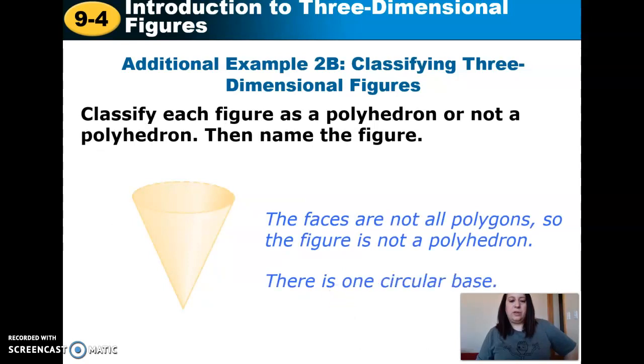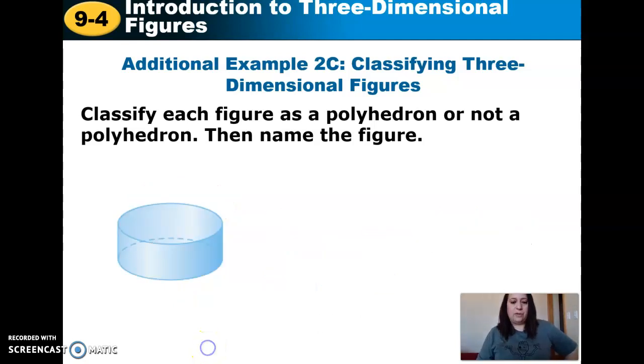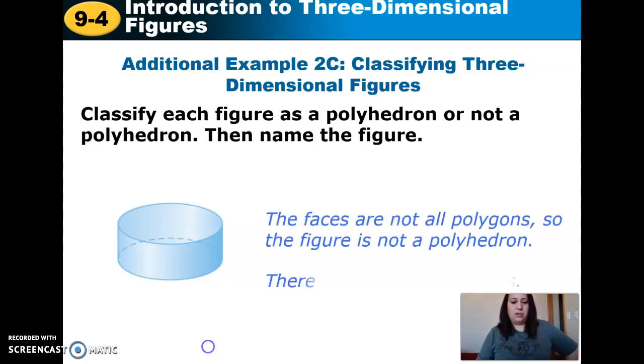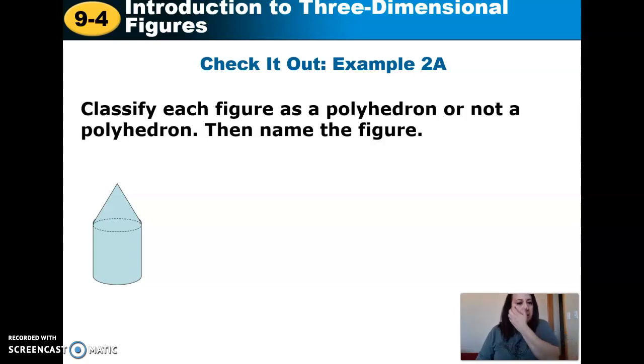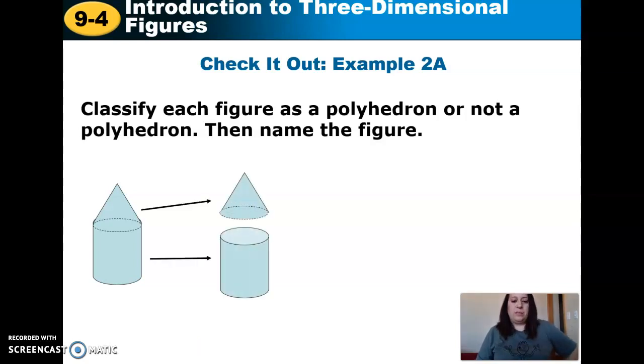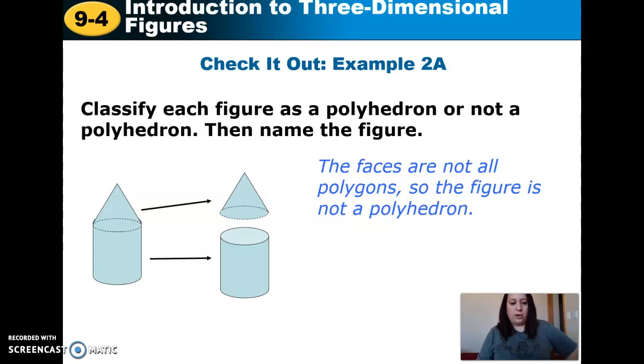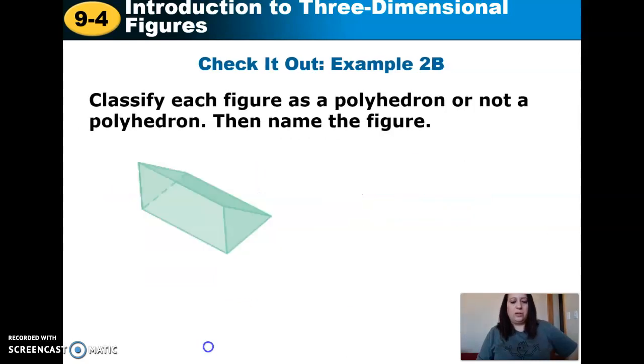Okay, next. If we look at this one, wow, that's kind of hard to see. Hopefully you guys can see it a little better on the webcam. That's a cone. This is not a polyhedron. There's 1 circular base, so we're literally going to name it a cone. This is also not a polyhedron. This is a cylinder. The cylinder has the 2 circular bases, and so therefore it's not a polyhedron. Same thing here. We have a cylinder and a cone, not a polyhedron.